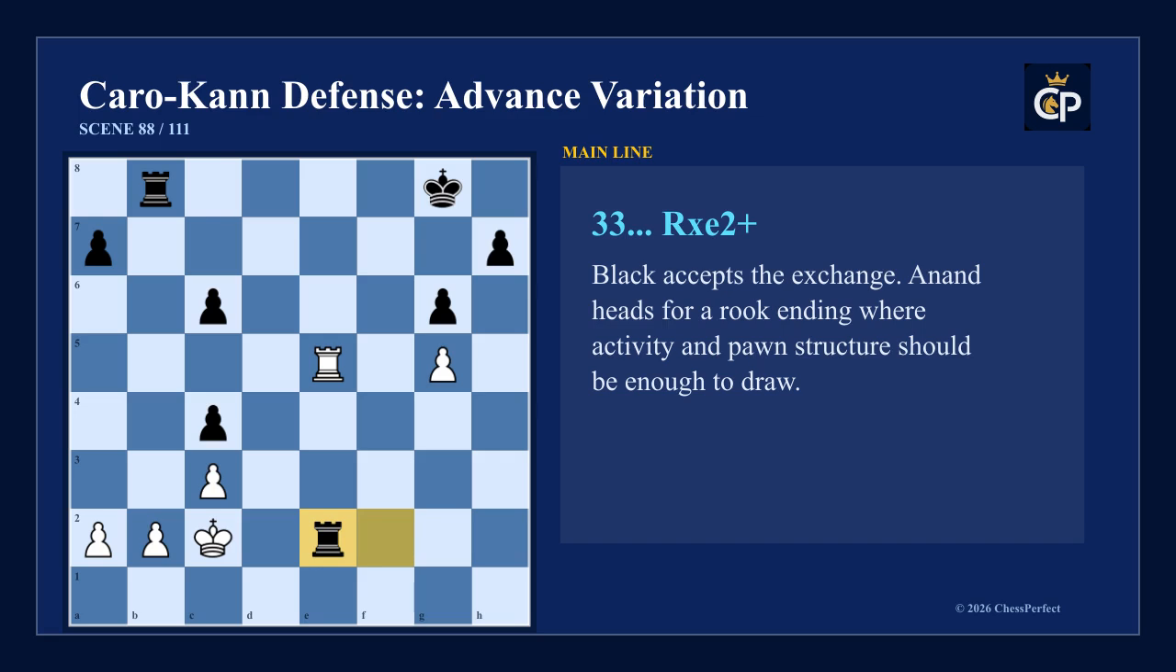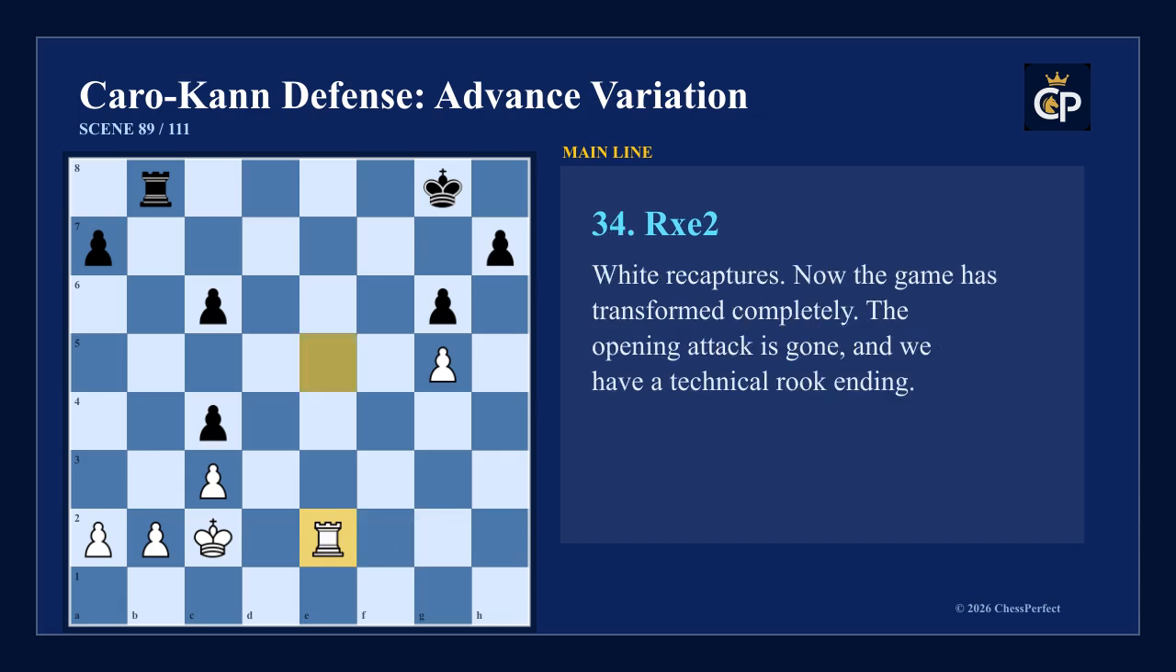Rook takes e2, check. Black accepts the exchange. Anand heads for a rook ending where activity and pawn structure should be enough to draw. Rook takes e2. White recaptures. Now the game has transformed completely. The opening attack is gone, and we have a technical rook ending.